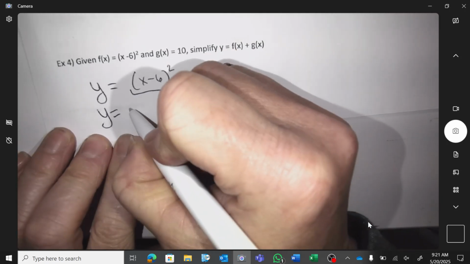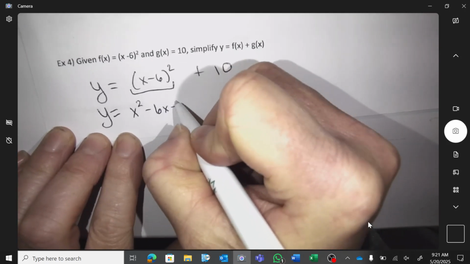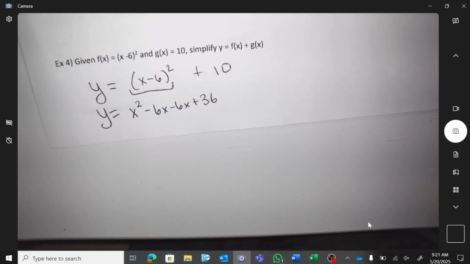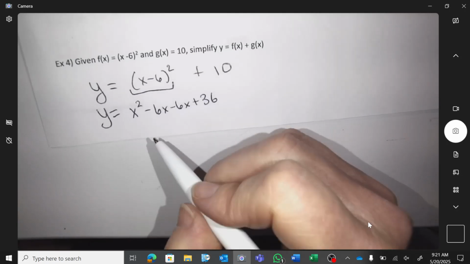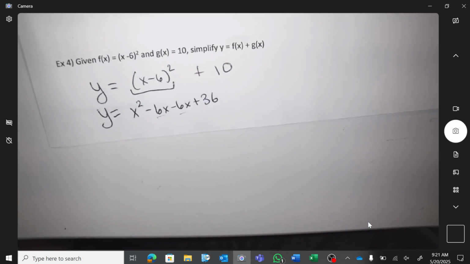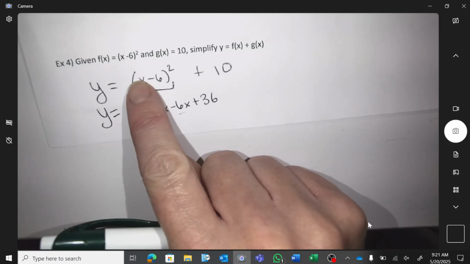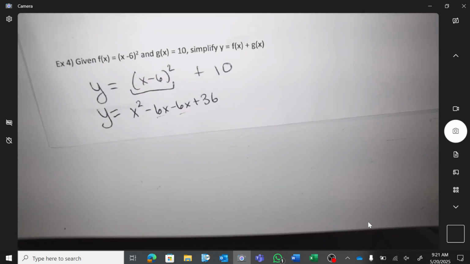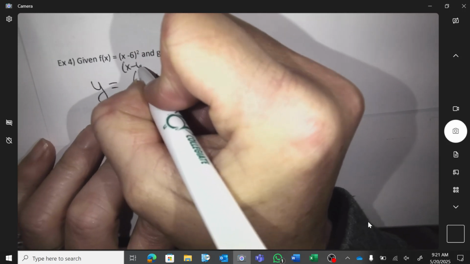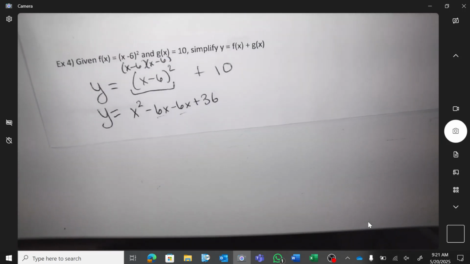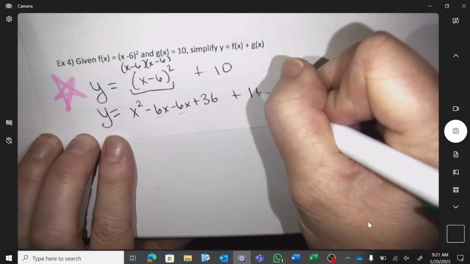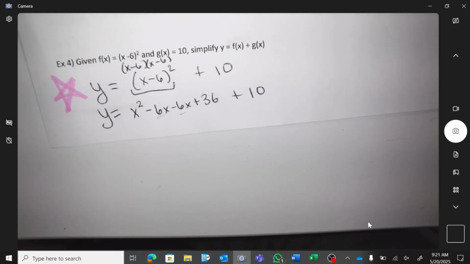Okay, did you get x squared minus 6x minus 6x plus 36 when you squared it? Did you remember to do the OI parts? It's not square this thing and this thing. It's square, which is x minus 6 times x minus 6, FOIL, right? If you got that wrong, you better star that because we've talked about that idea many times. And then I can't forget to plus 10 here because it told me to.